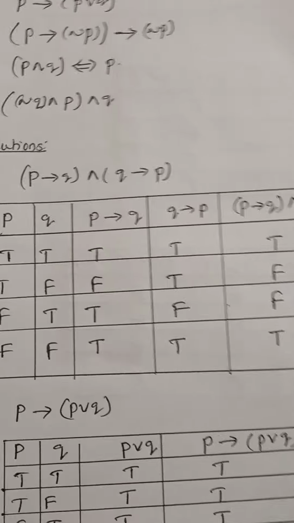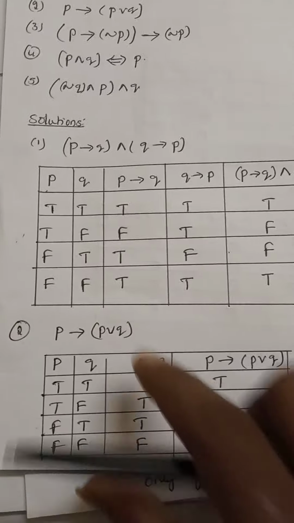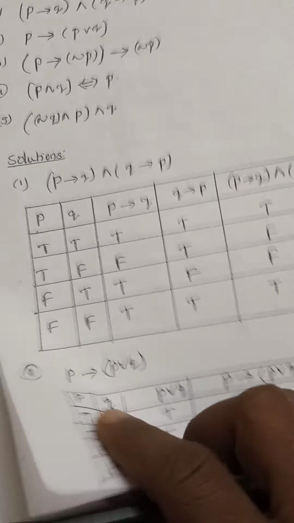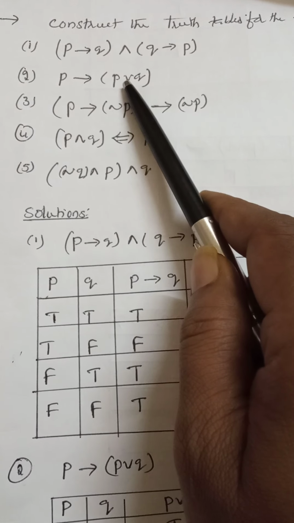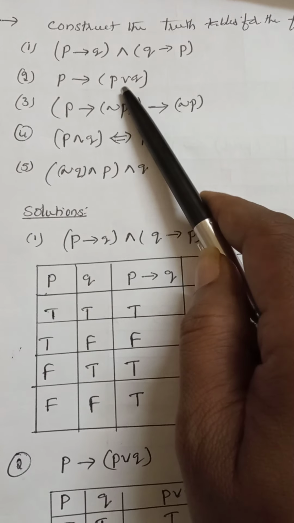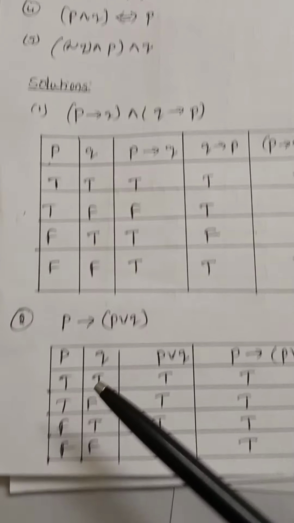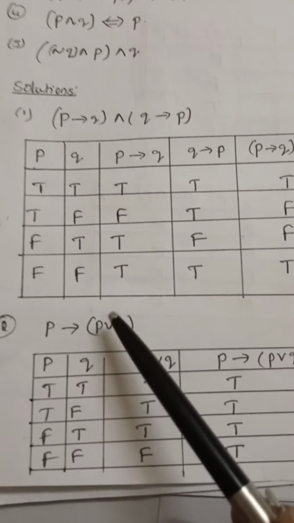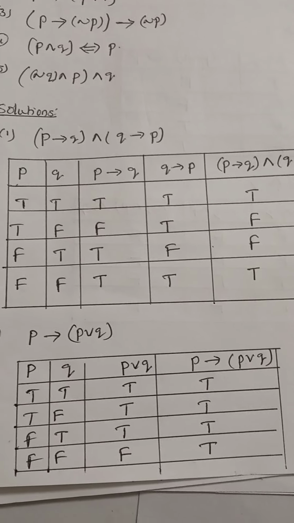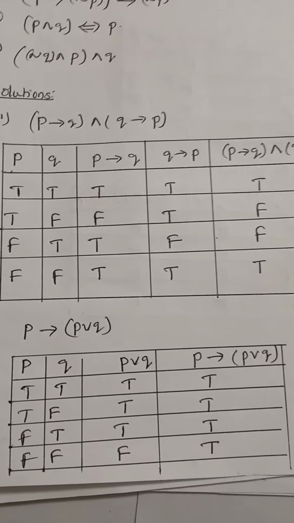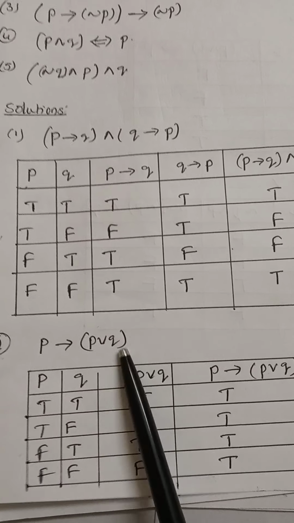Second one. What is the second one? Here, P → (P ∨ Q). This is the OR symbol, no? Now for P → (P ∨ Q), how many simple statements are there? There are two statements. The first one is P, another one is Q.